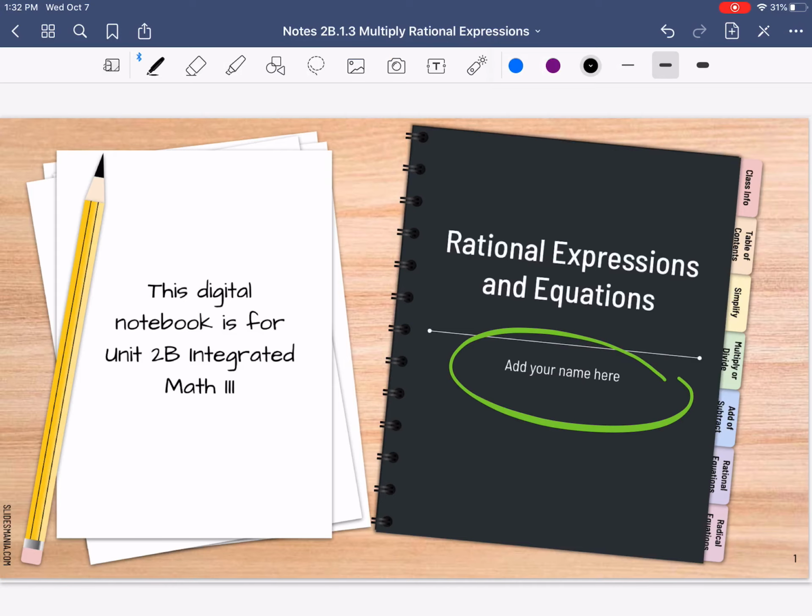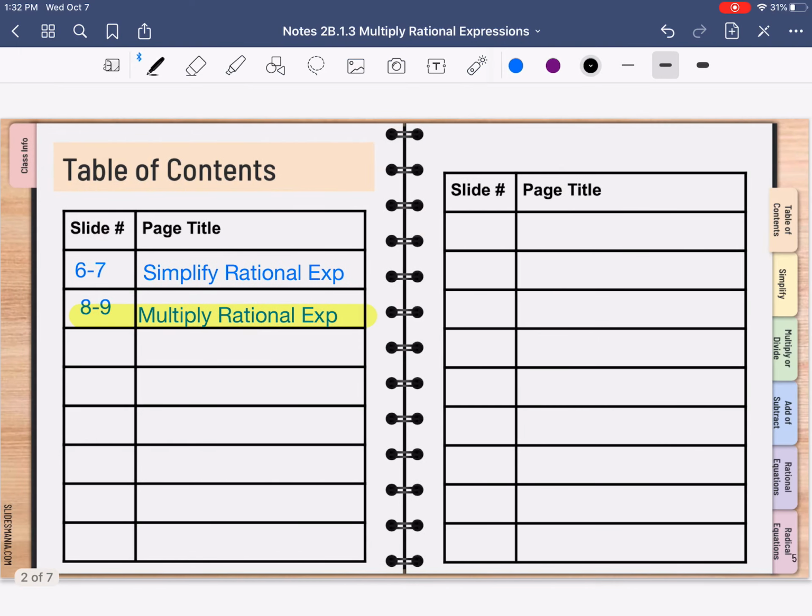Hey guys, here are our notes from Wednesday about multiplying rational expressions. So it goes into our new digital notebook. You can fill in your table of contents.